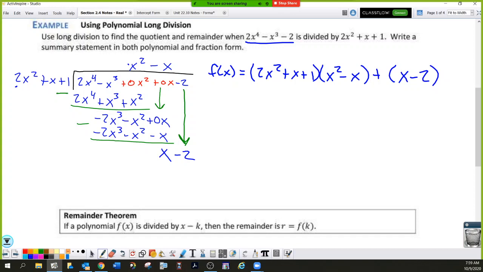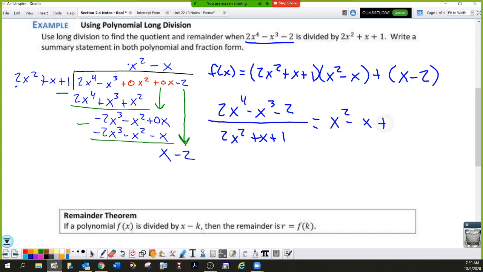What you are used to seeing is this. You saw things like this in Algebra 2: 2x to the fourth minus x to the third minus 2, divided by 2x squared plus x plus 1, equals x squared minus x plus the remainder of x minus 2 when I divided by 2x squared plus x plus 1. That's probably how you did it in Algebra 2 Honors. So the top one is a polynomial, and the bottom one is a fraction. Cool with this? If not, you got to say something to me.